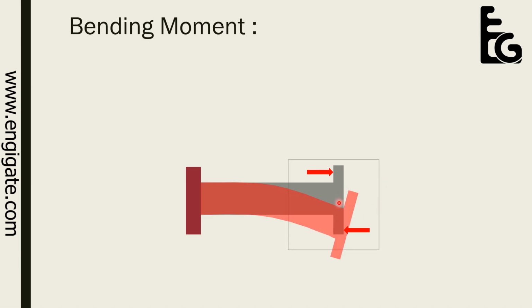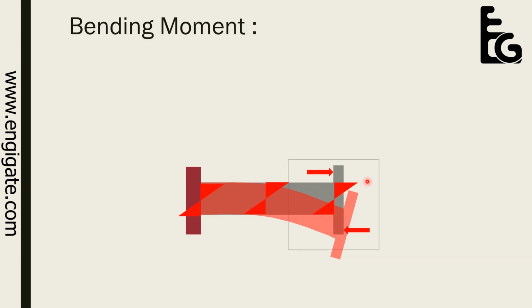So length of upper string is going to increase, so tensile stress is going to generate, and length of lower string is going to reduce, so compressive stress is going to generate. In between these two lines there is one string whose length is not going to change, it is going to remain same, which is called as neutral axis. So this type of stress is going to develop.